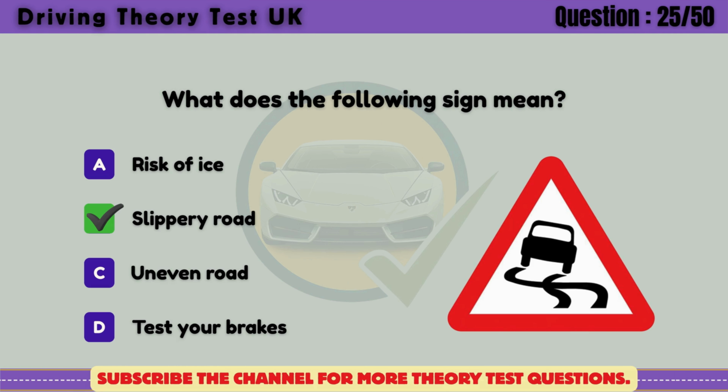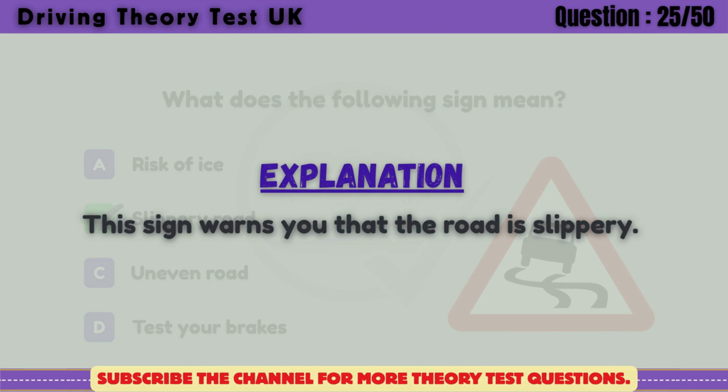Answer is B. Slippery road. This sign warns you that the road is slippery.